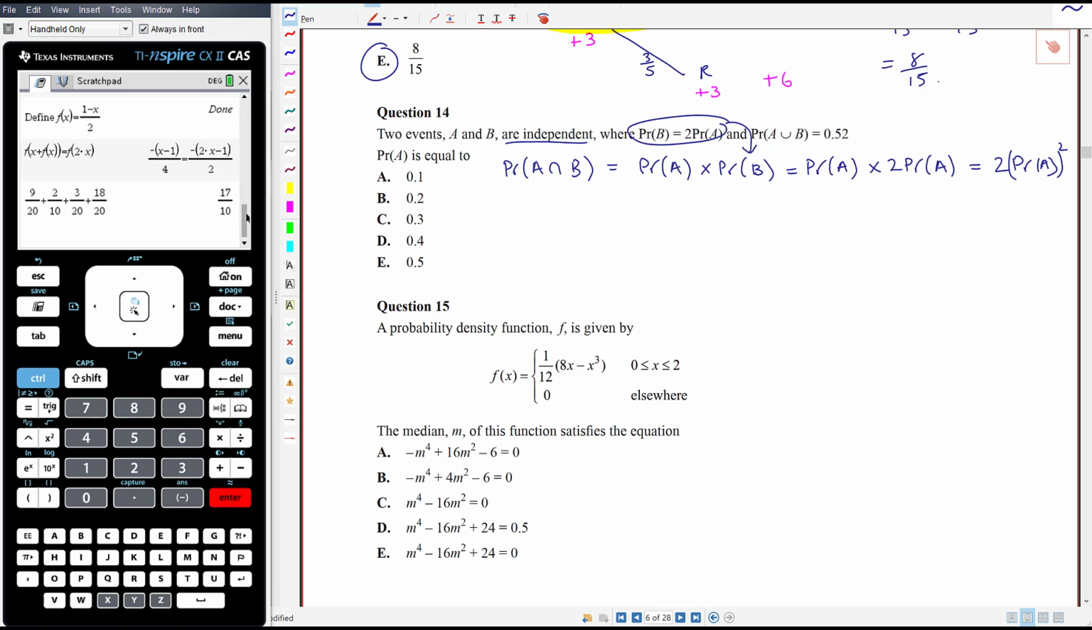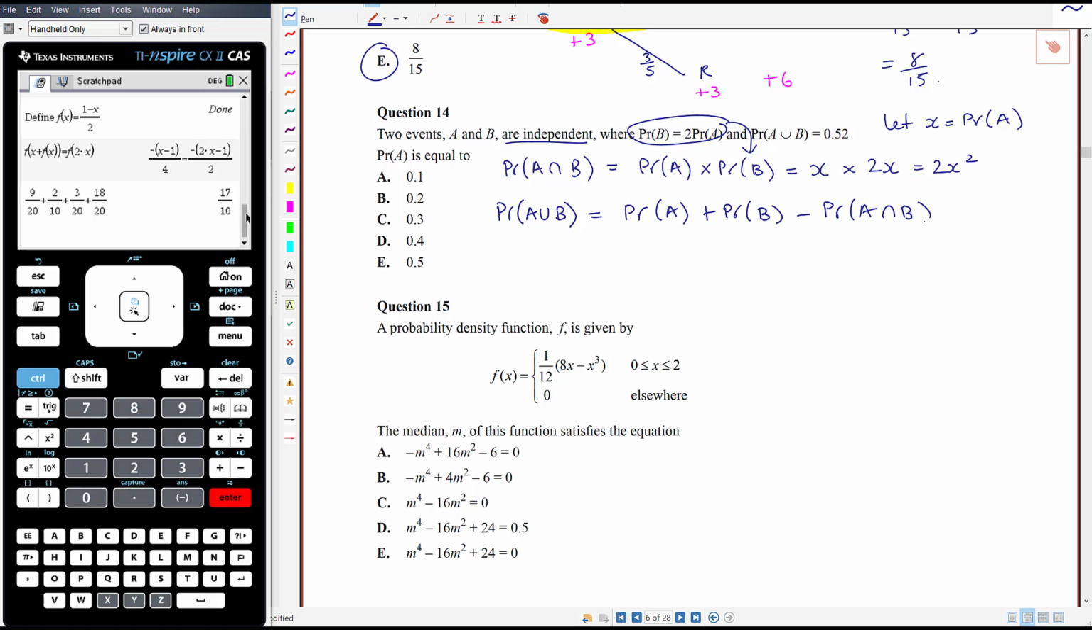Okay, so just to make the maths a bit easier, let x equal the probability of A. So I can write this as the probability of A is x, the probability of B is 2x, and so the intersection is 2x squared. Then if we think about using the union, our addition rule for probability says the union is the probability of A plus the probability of B, take away the probability of A intersection B. So that is 0.52. The probability of A we've called x, the probability of B is 2x, and the probability of the intersection is 2x squared. So we want to solve that equation for x.